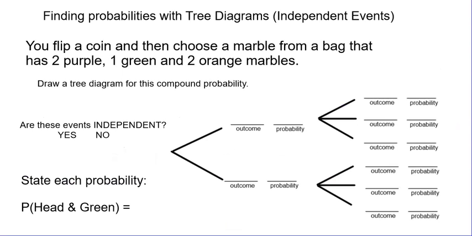Okay, finding probabilities using a tree diagram. Only for independent events. So you flip a coin, and then choose a marble from a bag that has 2 purple, 1 green, and 2 orange. So, let's do the coin first. So you get heads.